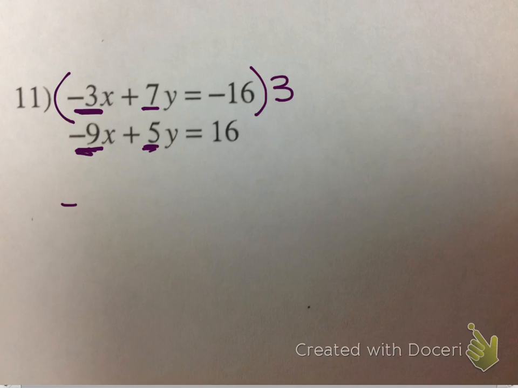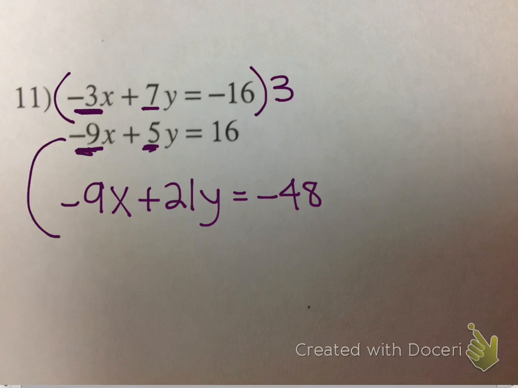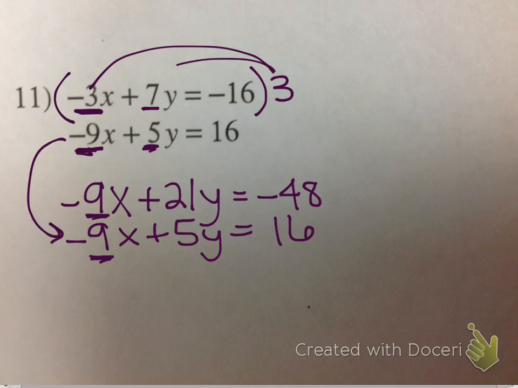So 3 times negative 3 is negative 9x. 3 times 7 is 21y. And 3 times negative 16 is negative 48. And then the bottom equation, I can just bring that down. So negative 9x plus 5y equals 16. So on this one, I have my 9s now. Now I have the same number, 9 and 9. That's a good thing. That's why I chose to multiply the 3 to each of my numbers, each of my terms.